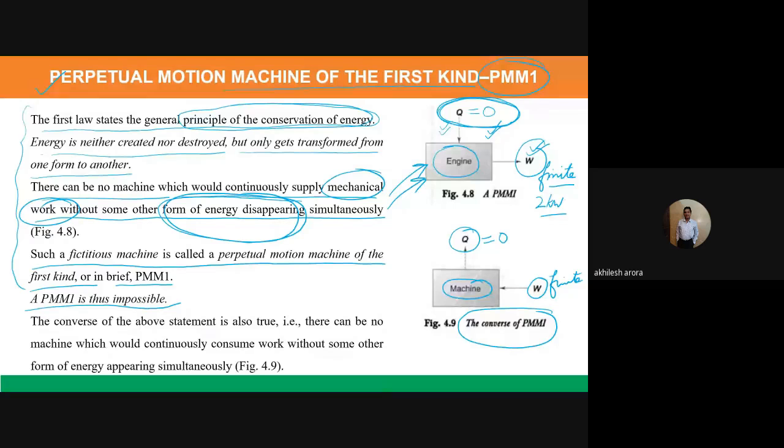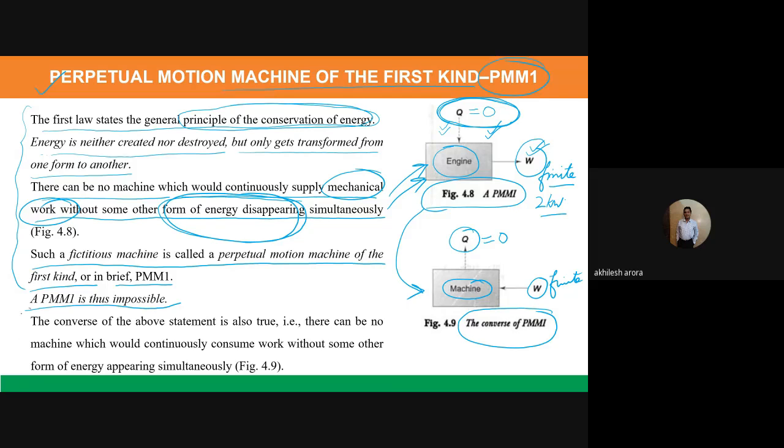When a machine is eating energy, mechanical energy or work, then some other form of energy must appear as per the first law of thermodynamics. That is not happening in this particular case also. So this is the converse of the above machine which is shown here, PMM1.